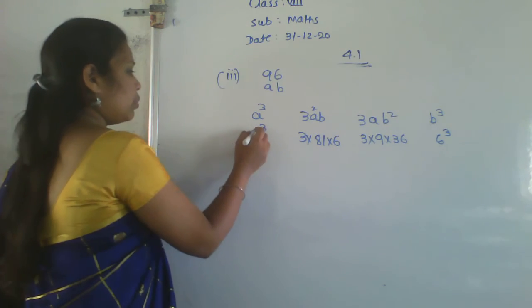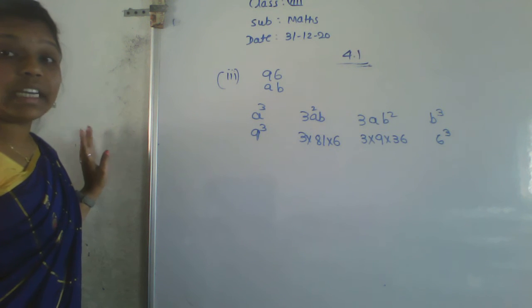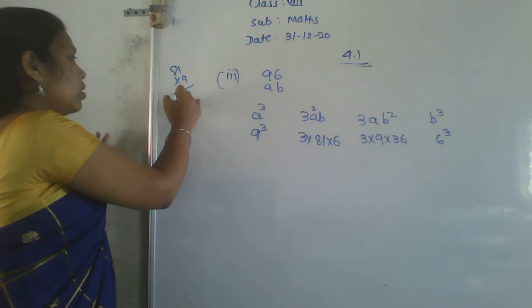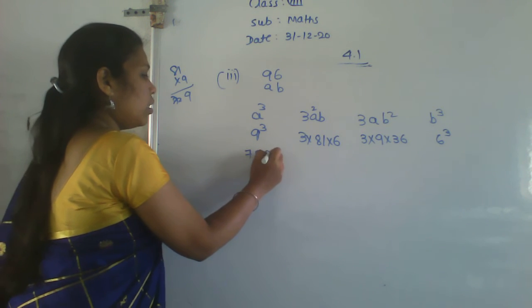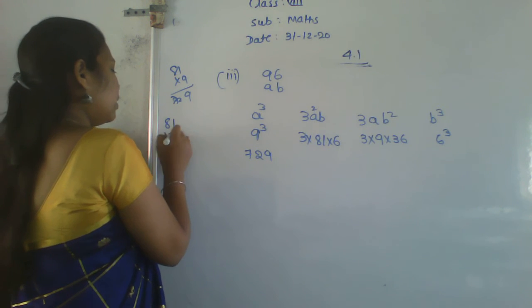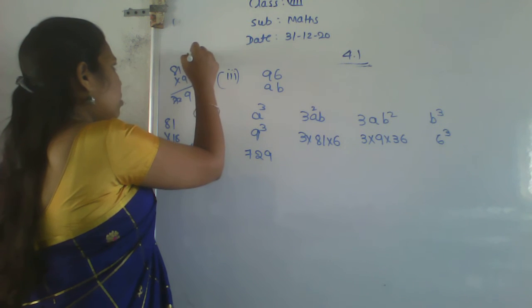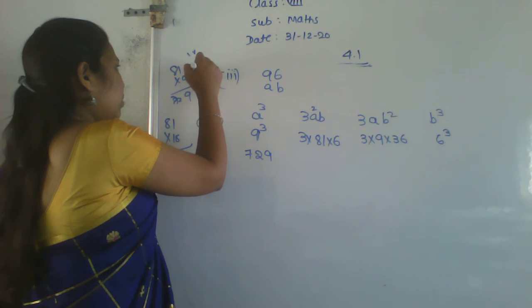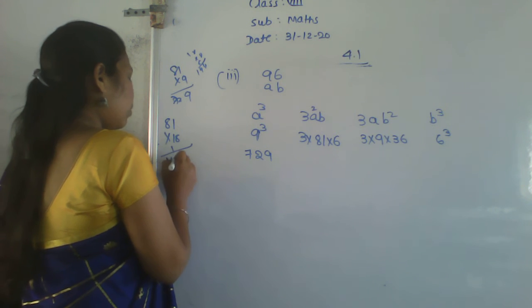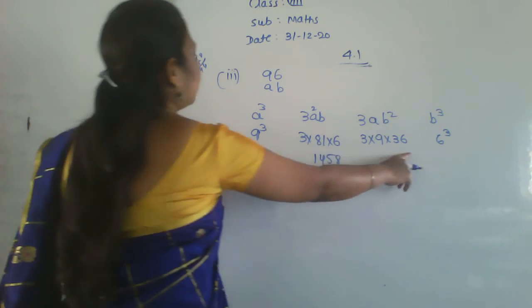Write the values here. What is the 9 cube value? 9 nines are 81. 81 nines are 729. So here multiply and write. That is 6 threes is 18. 81 into 18. 18 ones are 18. 18 eights are 144. 144 plus 1 is 155. That is 1458.